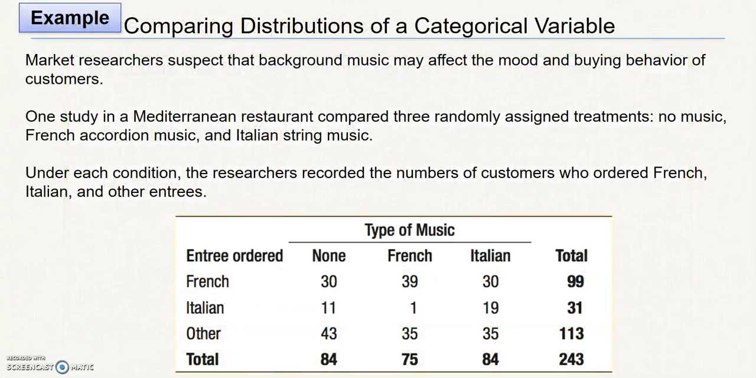So let's take a look at an example. It says market researchers suspect that the background music may affect the mood and buying behavior of customers. One study in a Mediterranean restaurant compared 3 randomly assigned treatments: no music, French accordion music, and Italian string music. Under each condition, the researchers recorded the numbers of customers who ordered French, Italian, and other entrees. The data is below.